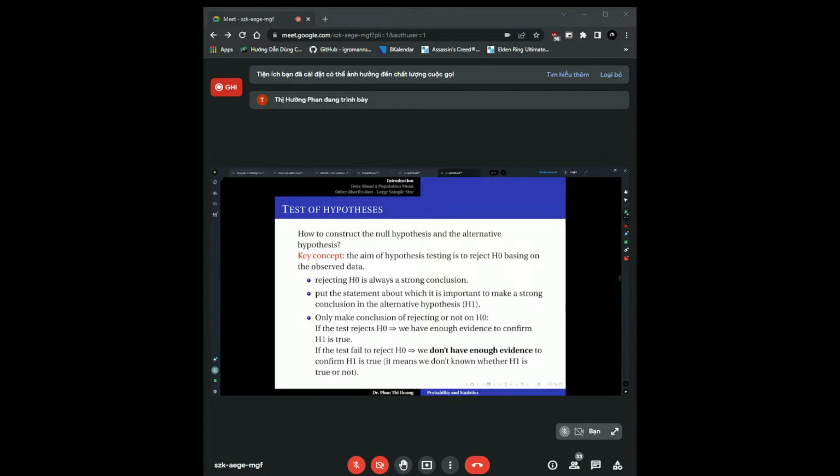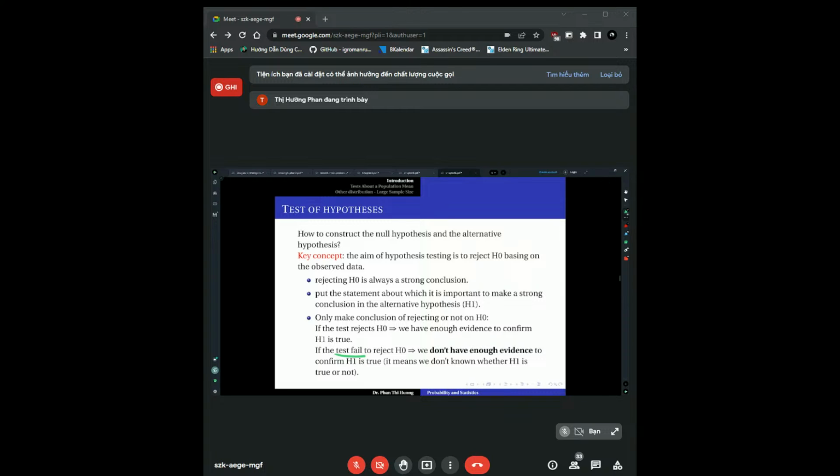Because throughout the whole procedure, we collect information to support the conclusion of rejecting H0. But unluckily, at the end, we fail to reject H0. It means that we don't know whether H1 is true or not. It just means that we don't have enough evidence. Evidence here means information, because in the whole procedure, we didn't collect information to support the case of failing to reject H0.